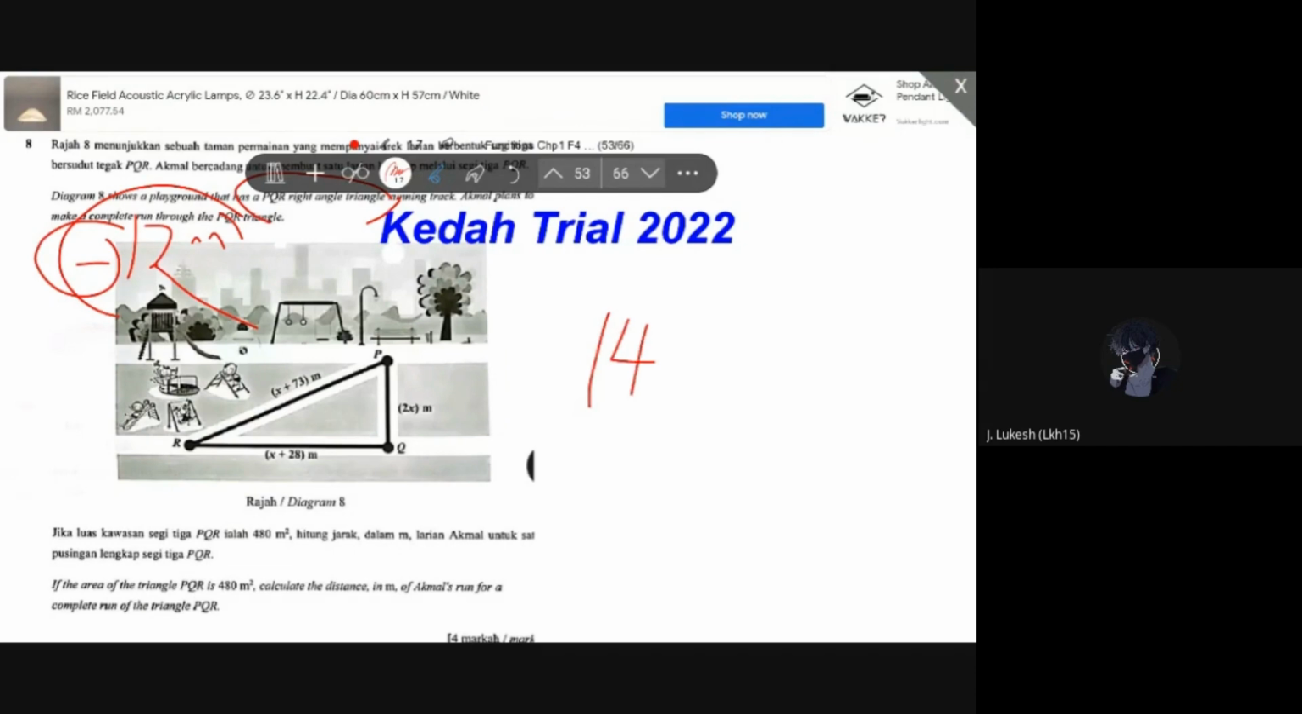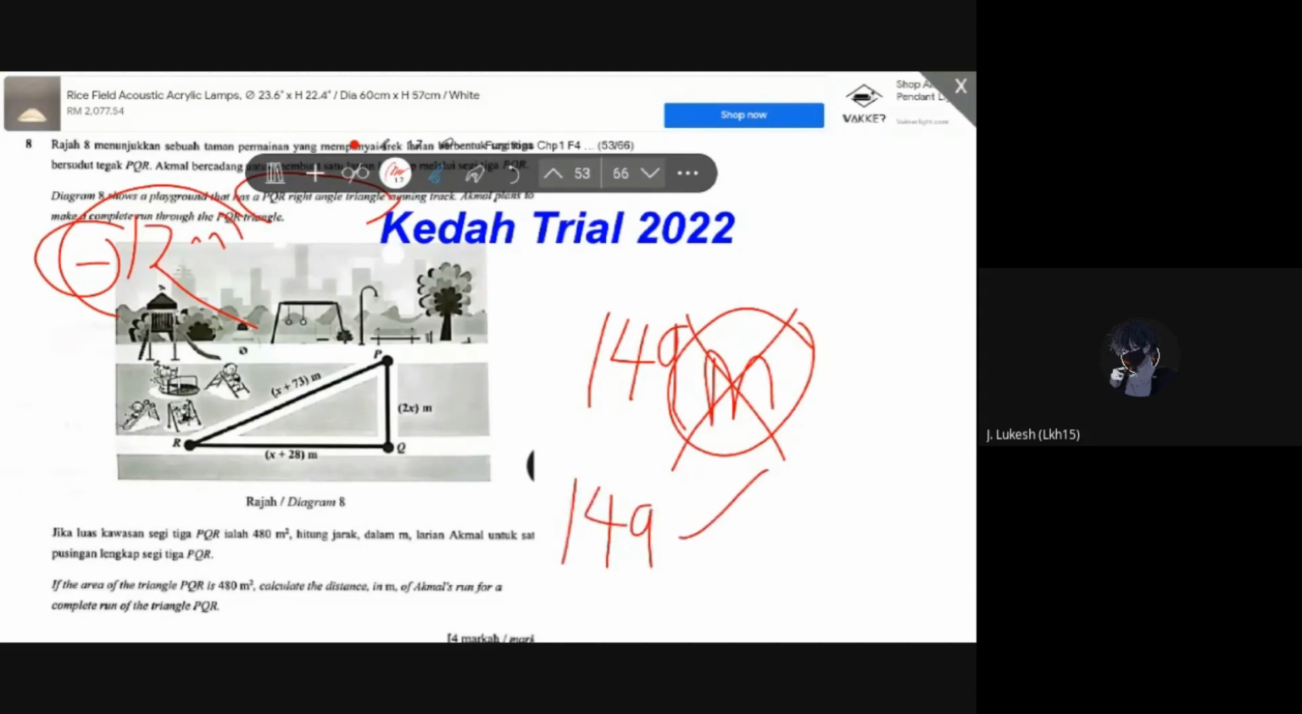Okay, 149 is correct, but will you leave your answer like this in the exam paper? Adakah kamu akan tulis 149 saja? If you want to be very safe in your exam, yes, very good. Always I highlight in maths, kamu tak boleh lupa unit. It's a big no. Jangan lupa yang ni. Same as your physics, don't forget unit. You get your correct value, you still get wrong if you don't write your unit. Kamu tak dapat markah kalau kamu tak tulis unit.